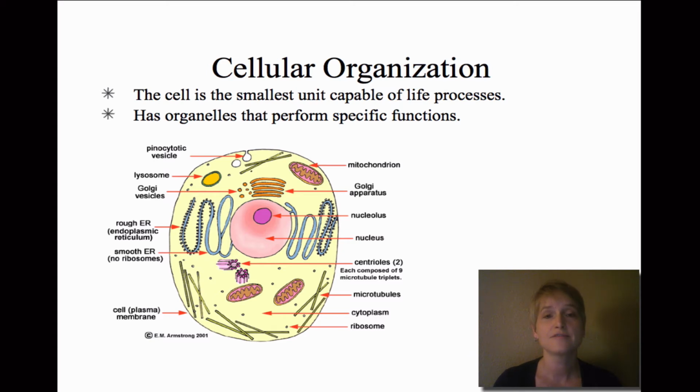So the first one's cellular organization, and this just means that every living thing is made of cells, and those cells have specific organelles, or things inside of them, that do jobs that help keep the cell alive. And all cells come from previous cells, so it's not like there's any cell that just pops into existence. They have to be reproduced from a former cell.